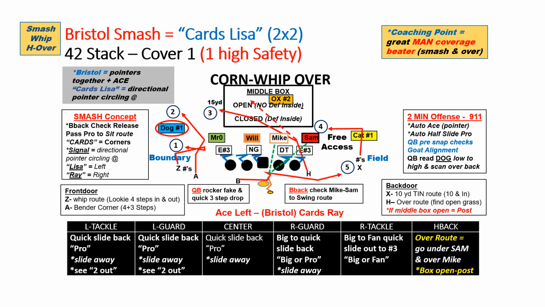Here it is against one high safety. Again, if you're getting a cover one, man under, great concept, man beater. Again, we would look for one on the whip first, but if the dog goes in on the lookie, then we've clearly got a mismatch with the A running the post corner against a Mr. Zero. As always, gray area or maybes, find that H on the over route with the check downs to the 10 and the swing.